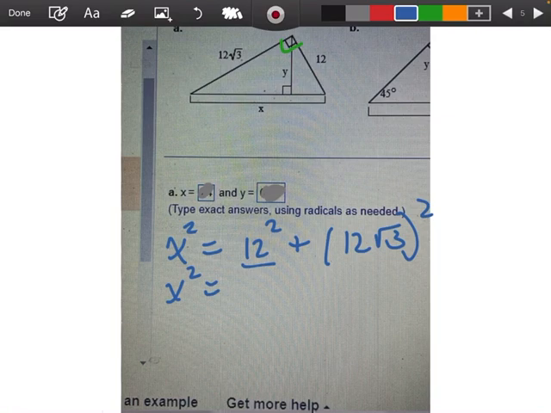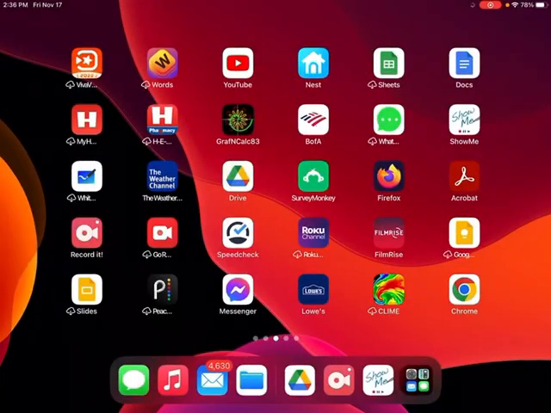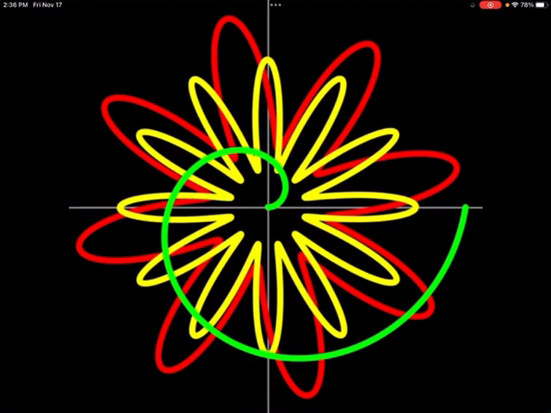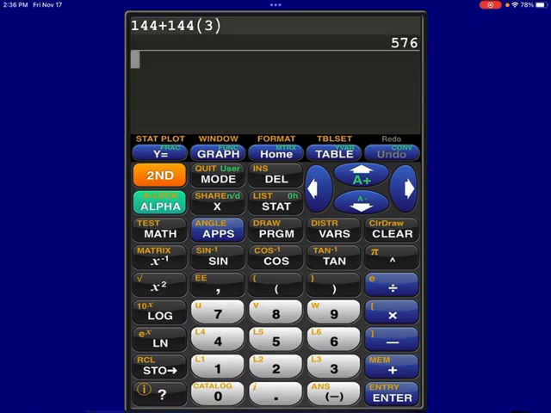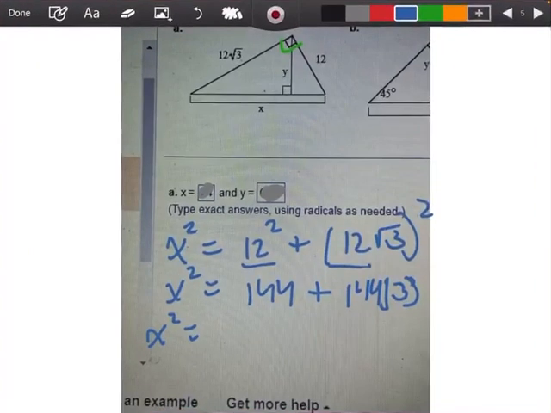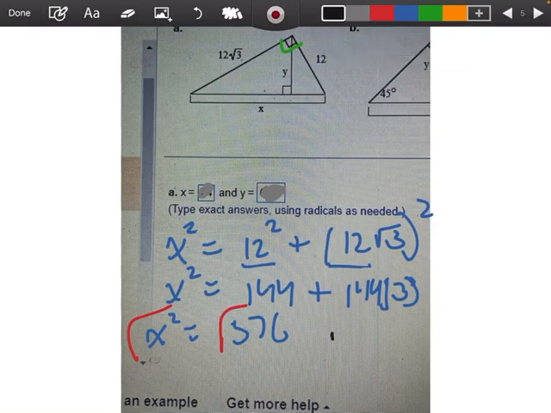Okay, so let's do this. 12 squared is 144, and 12 squared again is also 144 times 3, right? So 144. All right, so now let's see if we can find this. So, y'all, I'm going to get my calculator here. Let me turn this on. Let me clear this. So we have 144 plus 144 times 3, right? So 576. And then, y'all, to find the value of x, we're going to take the square root.